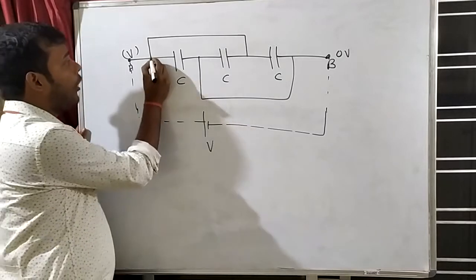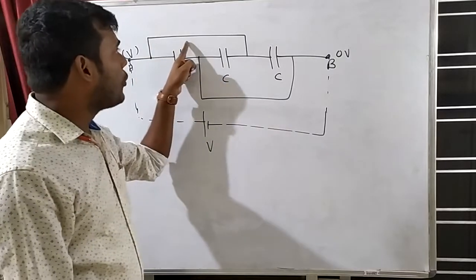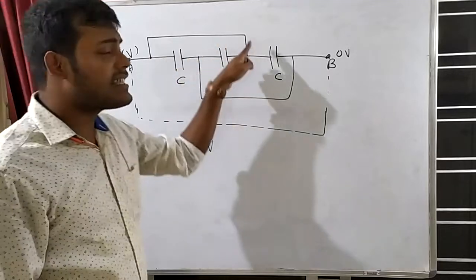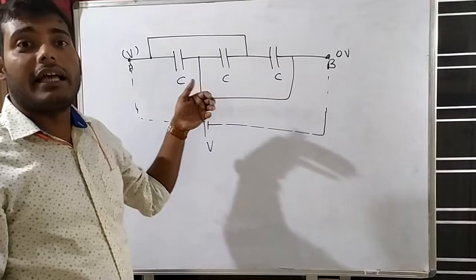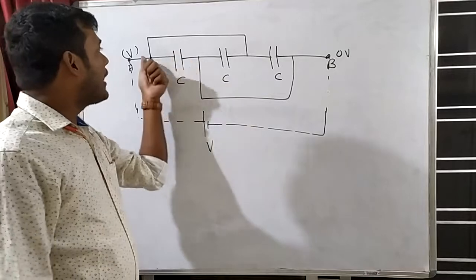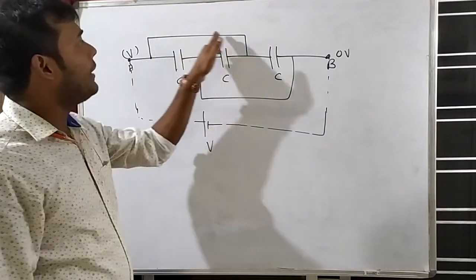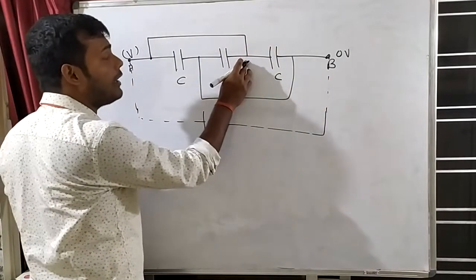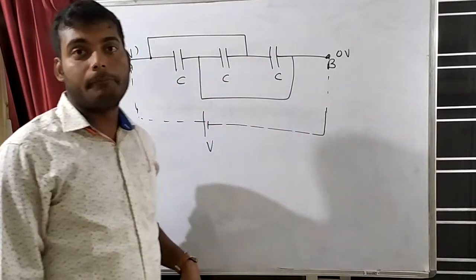Now see that from here a direct wire is connected, and in this wire there is no capacitor. Is there any capacitor in this wire? No. Is there any resistance in this wire? No. That means in this wire there is nothing. There is neither any elephant nor any cat. So this one is directly connected. If there is no element in this wire, then whatever is the potential of this point, the same potential will come here.